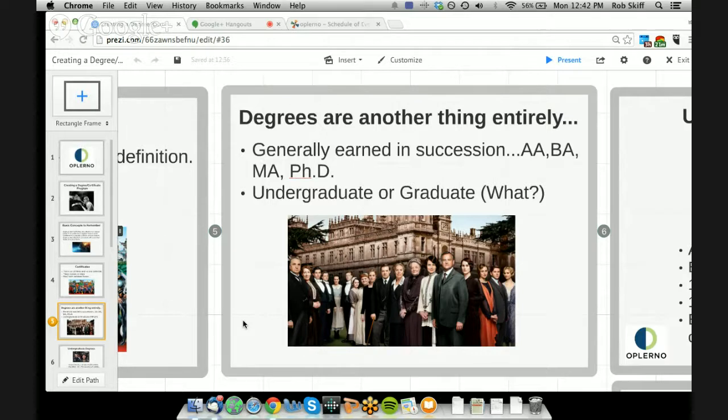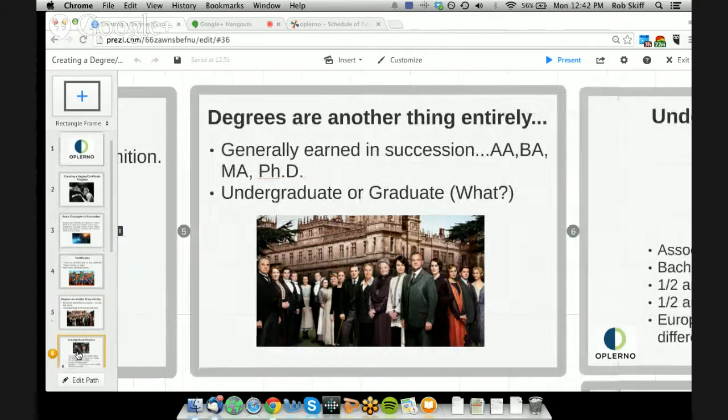The PhD or doctorate degrees generally are centered around research. And if you were to look at the number of people who earn degrees at various levels, you'll find that there are very few people who earn doctorate degrees. The question you've got to ask yourself is why that is. So there are undergraduate and graduate degrees, but what does that really mean when you're talking about a succession of skills?